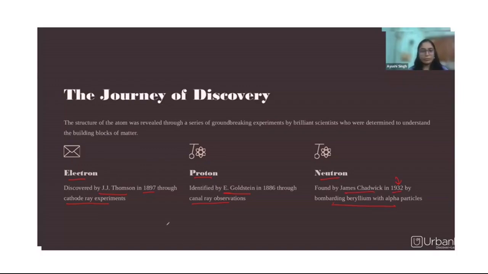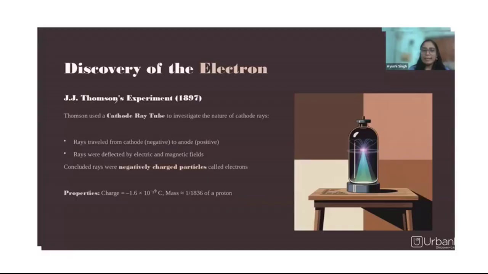Now, coming to the discovery of the electron. So what exactly the experiment was, that I'll tell you. Thomson actually used a cathode ray tube. So he took a tube like this. And here the cathode rays actually traveled from the cathode to anode side. From here, rays traveled like this. From negative to positive.